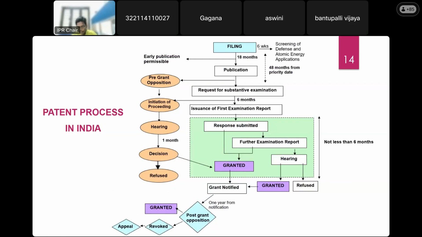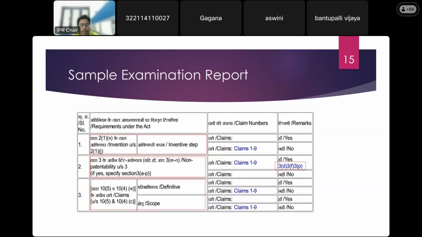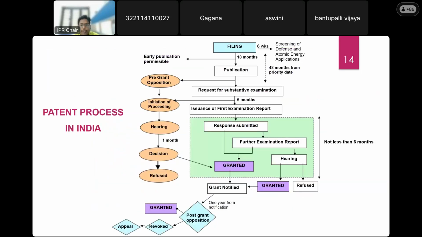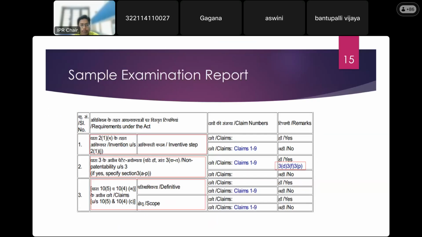So normally, the patent office will issue the first examination report within 6 months. So this is the sample examination report. The patentability criteria, as you know: novelty, inventive step, and industrial application. Apart from that, non-patentable subject matter.